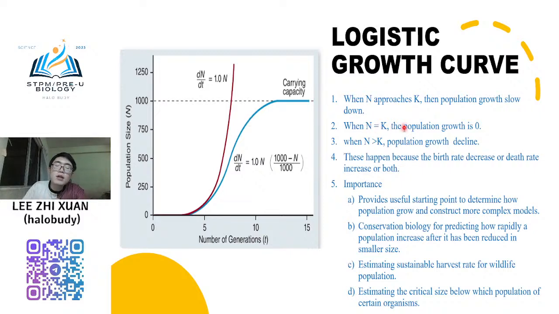Okay, when n equals k, the population growth is 0. And when the population size is higher than the carrying capacity, the population growth will start to decrease. Dia akan turun punya. Organisms will start to die, because K, the carrying capacity, is the maximum resources that the environment can provide to that kind of organism. Memang maximum lah. Saya tak boleh dapat lagi lah.